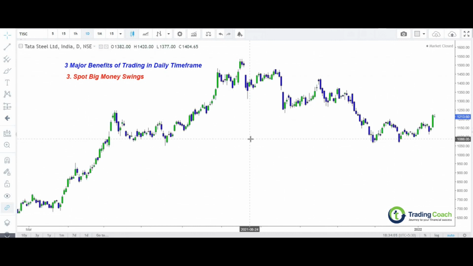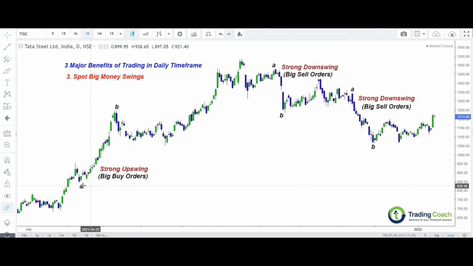All right, so let me show you some example. And right now I'm looking at the one-day time frame of Tata Steel. So if you look at this particular chart over here, you can notice some strong price swings, right? For example, we can see a strong price swing over here, exactly from this point to this point. And we can also see some strong price swing from this point to this particular point. And over here also I can see some strong price swing. So let me mark these price swings.